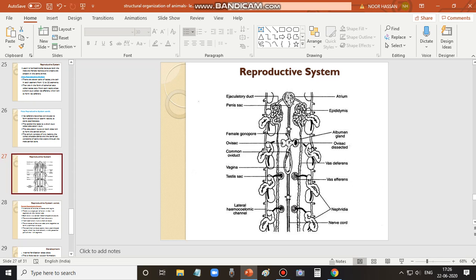The genital atrium has two parts. One is the gland called the prostate gland, which is a coiled gland. The other one is the penial sac, and the penial sac consists of the penis that opens outside through the male genital pore, on the 10th segment. This is about the male reproductive system.